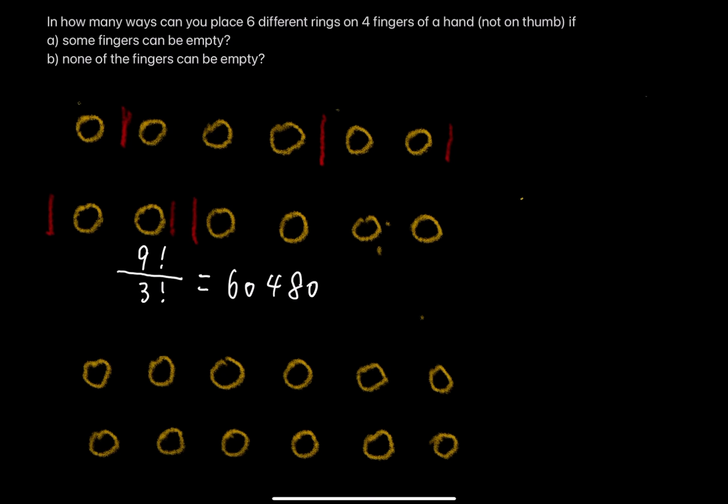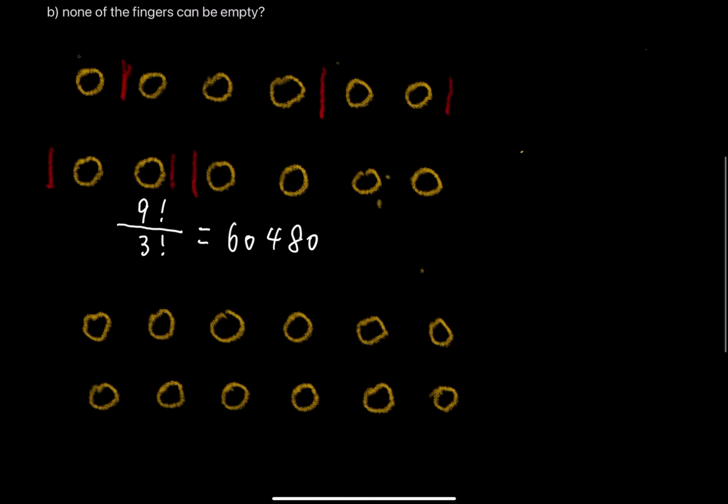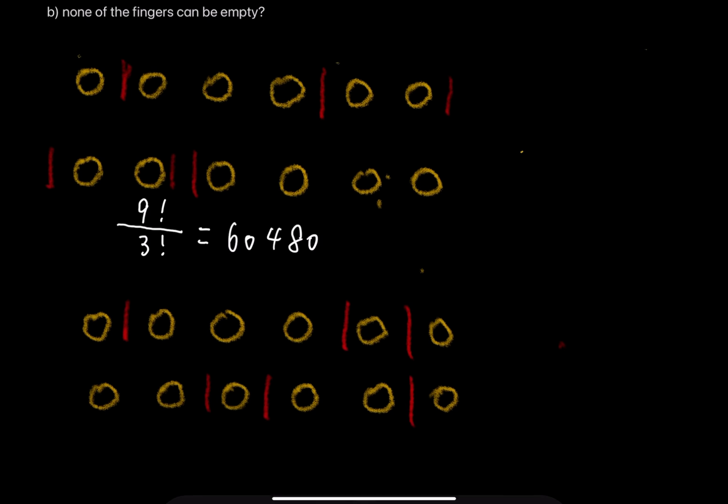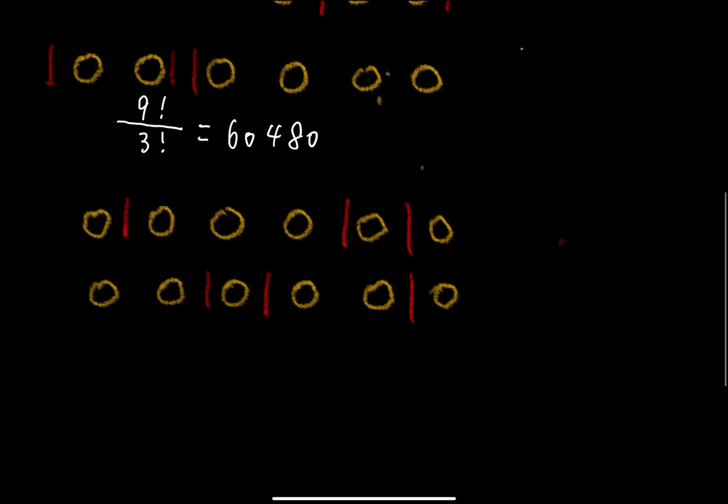And for question B, they say if none of the fingers can be empty, then we need some conditions for putting the separators. For example, you cannot put two separators next to each other, or you cannot put a separator at the beginning or at the end. But we still have lots of different ways to put your separators. For example, I can still put one here, and one here. Or I can put one here, and one there, like this, right? So we still have a lot of ways to put them, but you can't put one at the beginning or the end, or put separators next to each other.